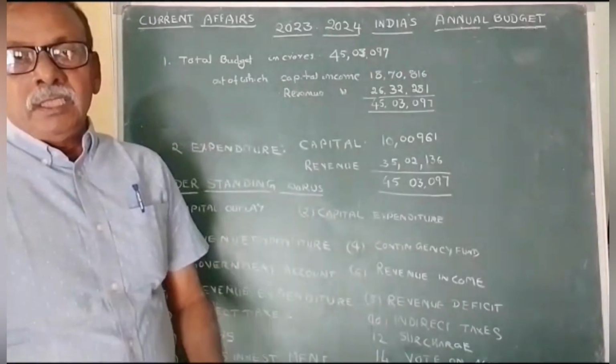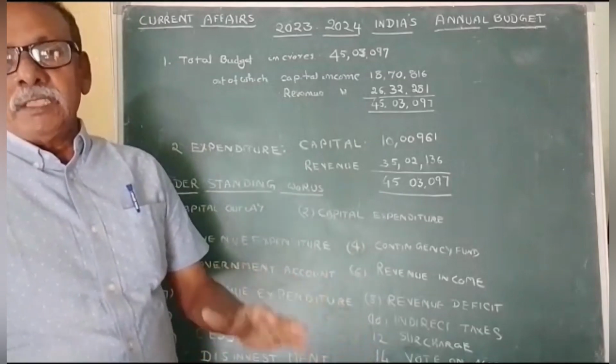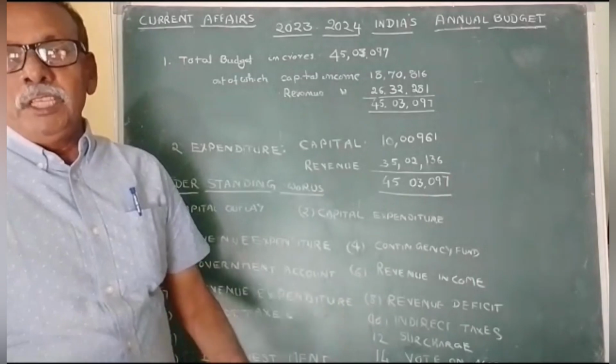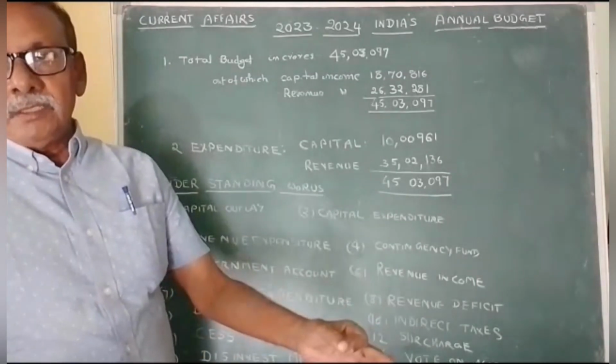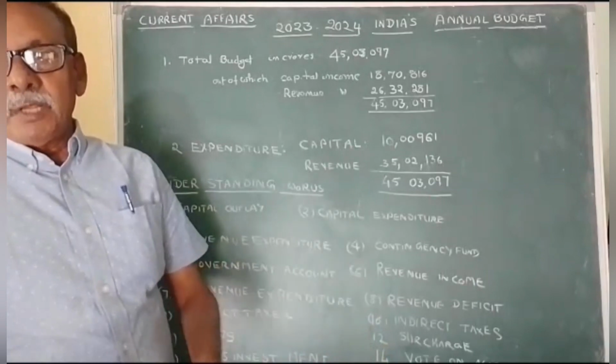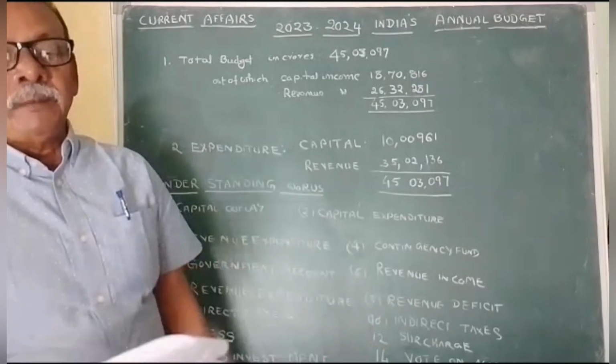Revenue deficit. The deficit that comes out of the income and expenditure in the revenue wing is known as the revenue deficit. Suppose 100 rupees is the revenue and 150 is the expenditure, then 50 rupees is the revenue deficit.